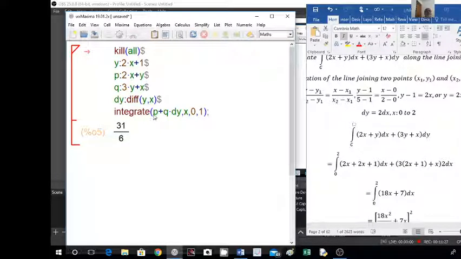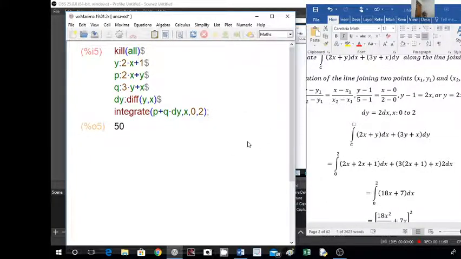Okay. Now integrate. It's the same thing. P plus q into dy with respect to x. And limits are from 0 to 2 here. So I will change this to 0 to 2. Now y equal to 2x plus 1, p equal to 2x plus y, q equal to 3y plus x, differentiation, integrate this command. Now I will execute this one. Shift enter. Yeah, I am getting the answer here.